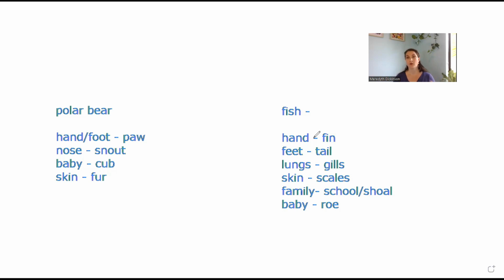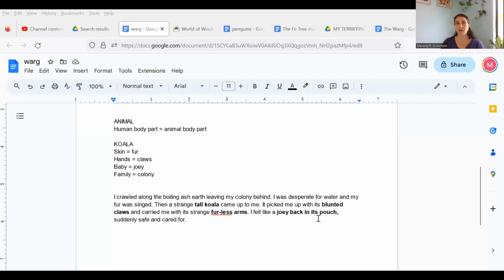So write down 4 or 5 things, just like I have, and then we'll have a look at how we can write and have a practice go at writing. So pause the video and write those things down. Okay, so my example is a koala. So the skin is fur, hands are claws, a baby is a joey, and I didn't know what a family of koalas was called, so I looked it up and it's called a colony.